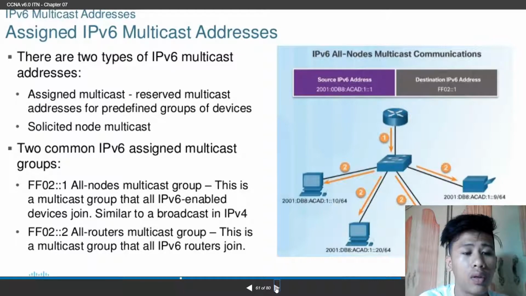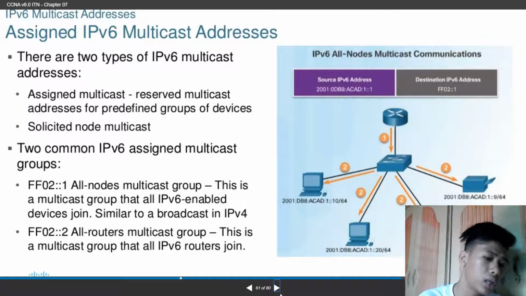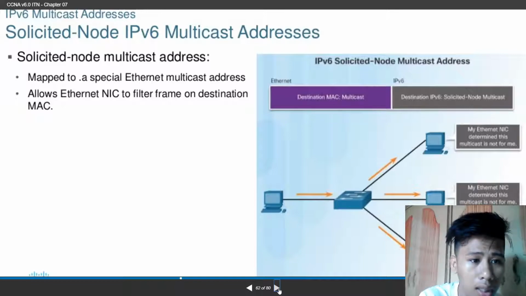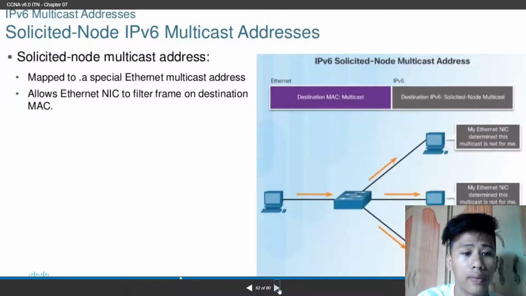IPv6 multicast addresses. There are two types of multicast addresses: assigned multicast and solicited node multicast. Assigned multicast has subgroups: the FF02 all nodes multicast group and the all routers multicast group. Solicited node multicast allows the Ethernet NIC to filter frames by their destination.